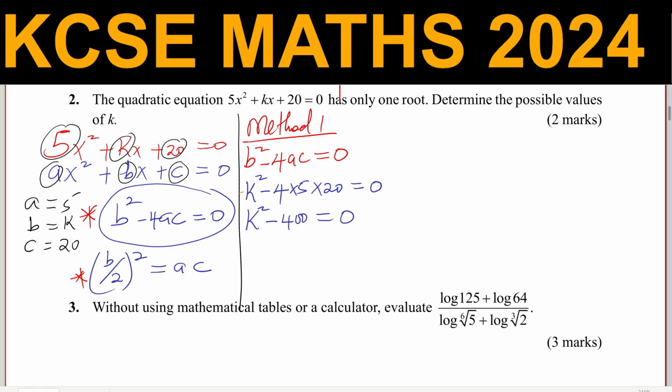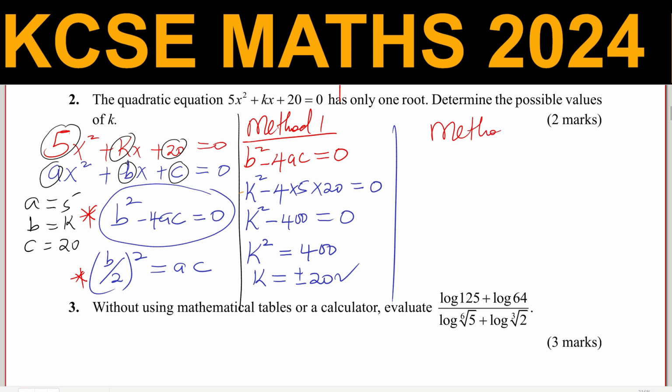Make k squared the subject of the formula. k squared is equal to 400. And now to get k, you simply get the square root of both sides, and this will give k as the square root of 400, which is positive or negative 20. That is method 1.